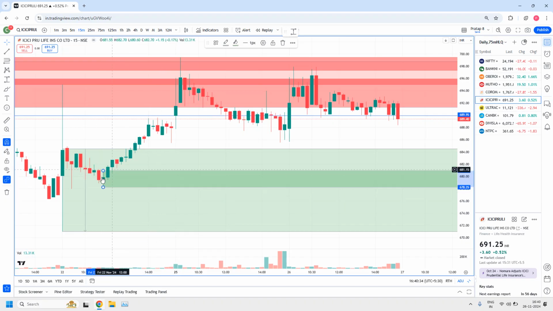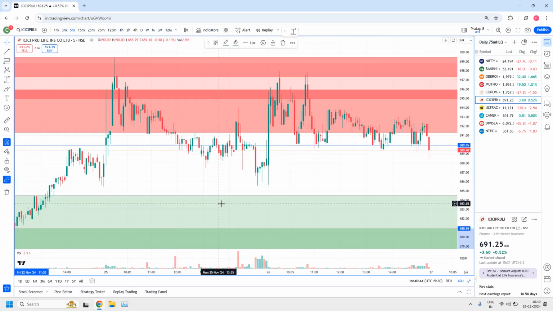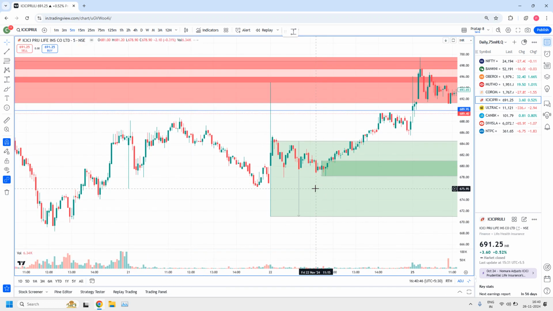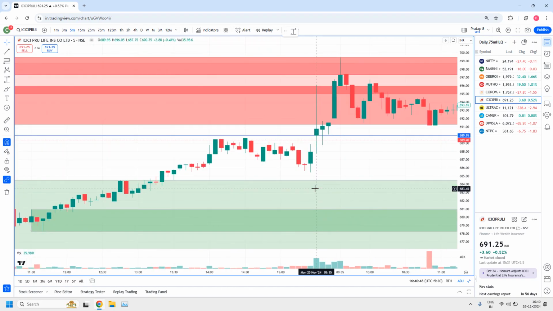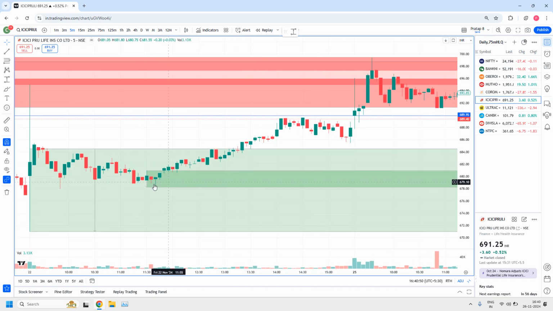Then you say this is a compromised zone. Why compromised? Because the leg out is not really great. Still we have drawn this zone, believing in this area some order flow might be there. That way you go and look into the 5-minute zones. And 5-minute zone structure is not at all good. Very bad structure.